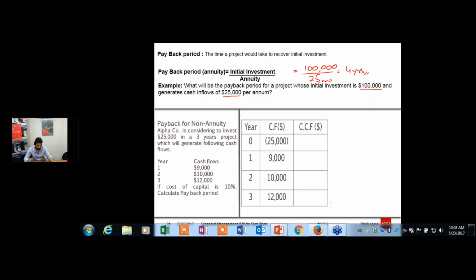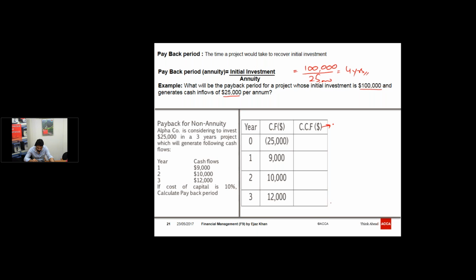Now we can't use the formula that we have used above because we are not going to receive even cash flows every year. So what we are going to do is prepare this table in which you can clearly see years, cash flows, and CCF. The CCF is actually cumulative cash flow. So how do we calculate the cumulative cash flow?